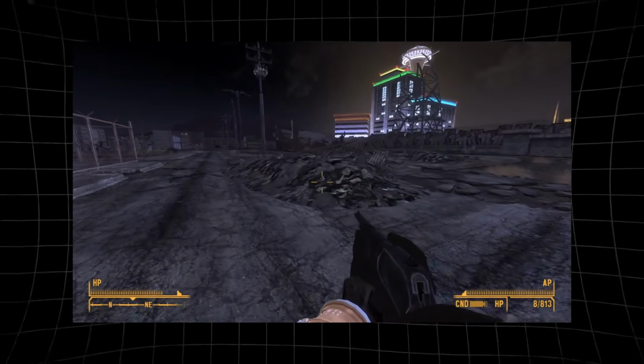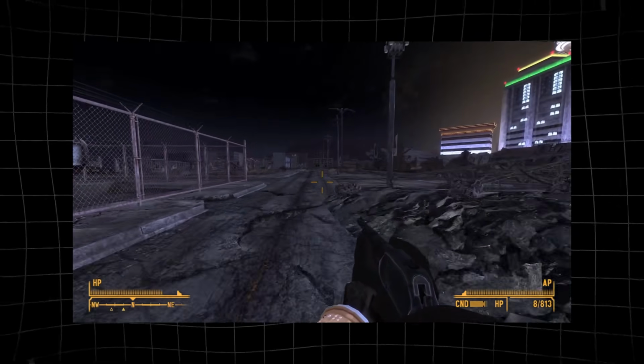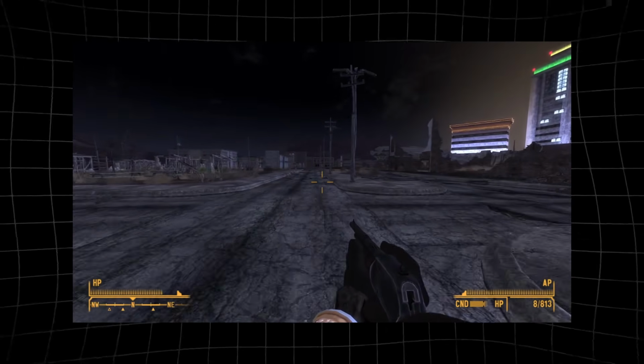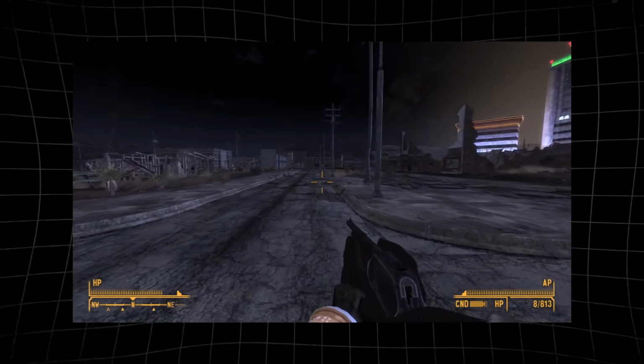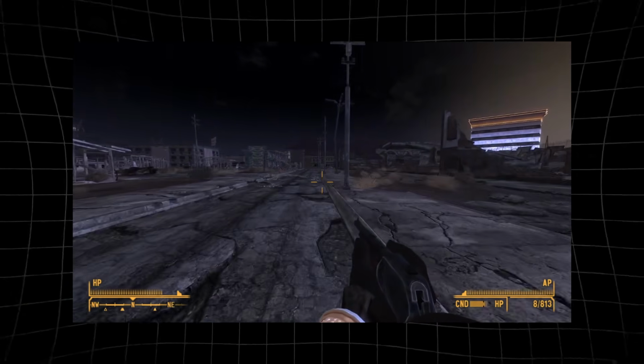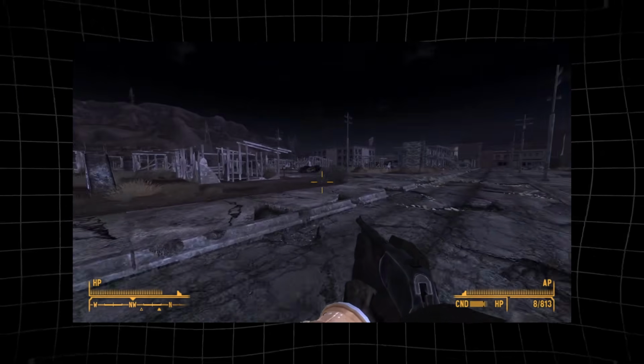The Minutemen are what the game offers when the player decides that none of the established institutions, not the Institute, not the Brotherhood, not the Railroad, deserve to inherit the Commonwealth. They are the option of building something from scratch, with all the difficulty and the fragility that entails.